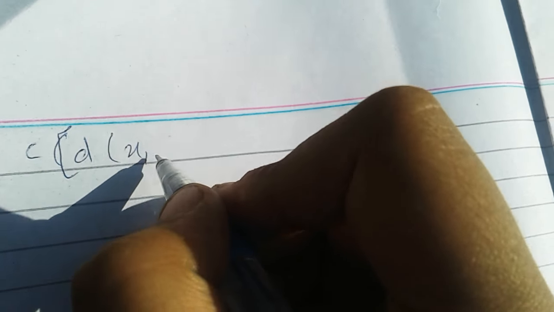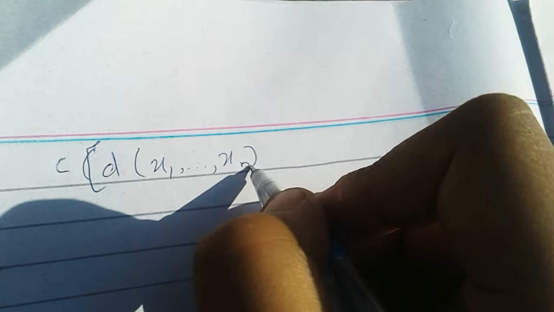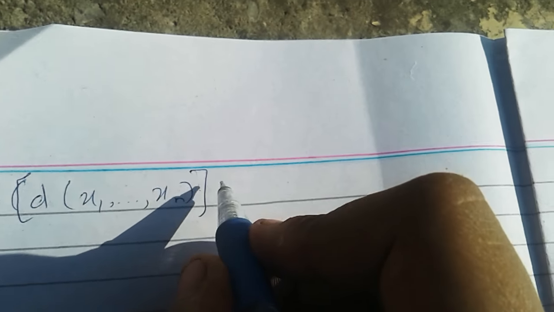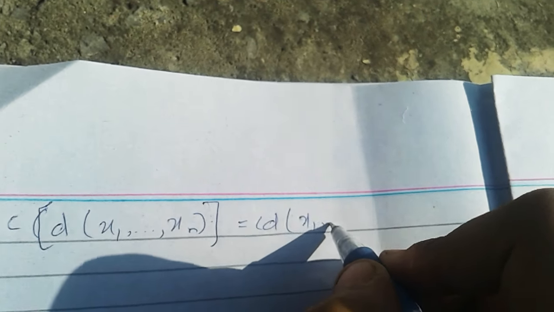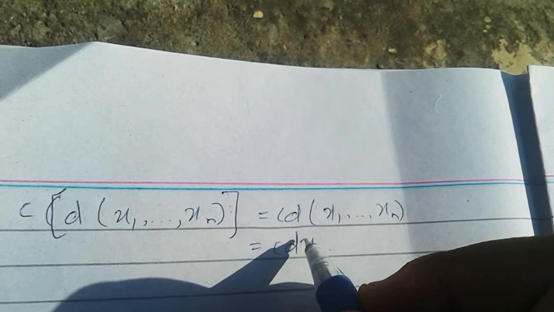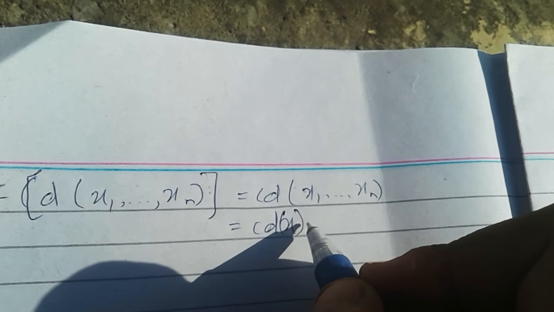Now c into dx, with x value (x1, ..., xn), is equal to cd into (x1, ..., xn). This comes to cdx. Now c(dx) is equal to (cd)x. So this law is proved.